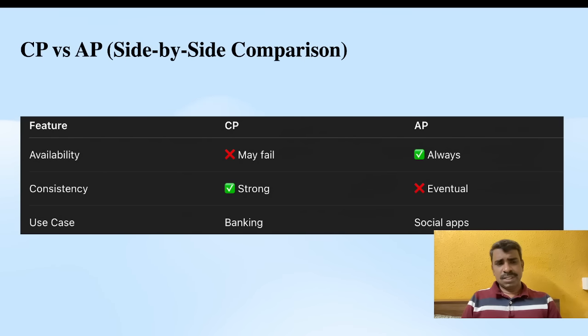So CP versus AP, I almost covered everything before, but here is a comparison. Availability: CP may fail, but AP is always available. Consistency: CP is strong, but AP is eventual, meaning during downtime it may not be consistent. That is what eventual means. Use case: consistency in banking and availability in social media apps.